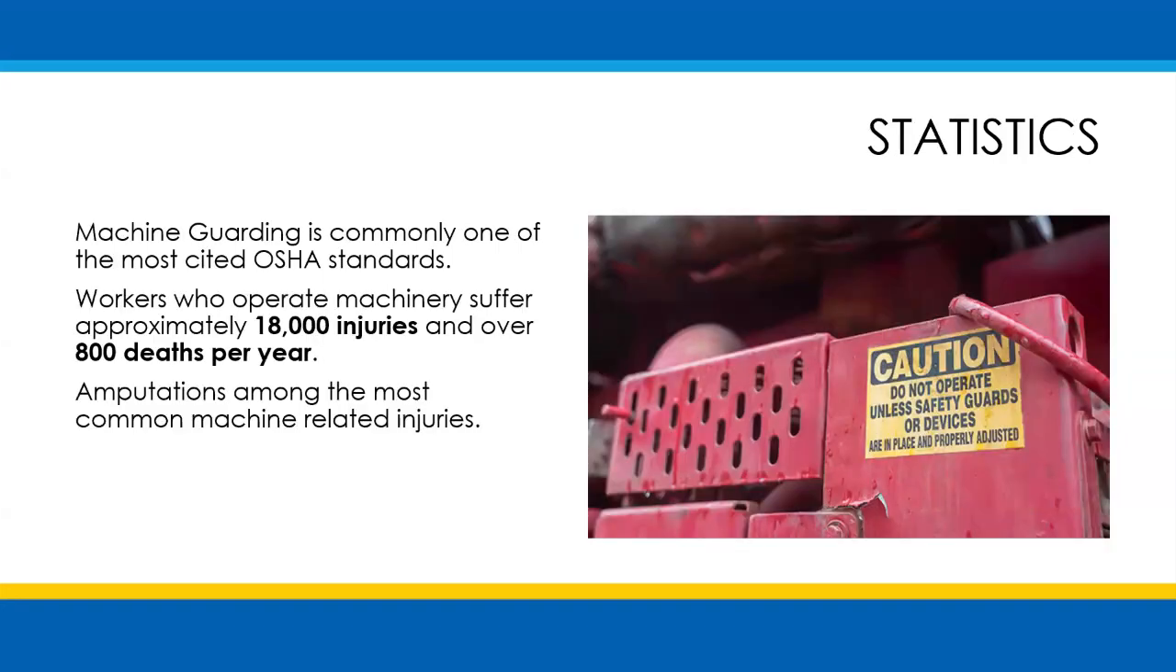Year after year, machine guarding standards are one of the most commonly issued citations. Unguarded machinery is especially dangerous, and approximately 18,000 injuries and over 800 deaths will occur each year to workers who operate machinery. Amputations are among the most severe and crippling injuries that can occur in the workplace and often result in permanent disability.